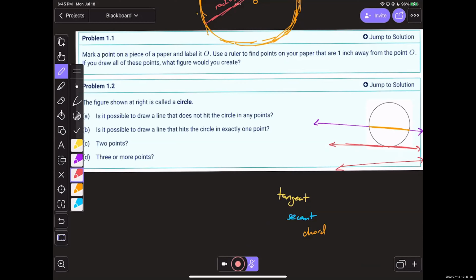And then lastly, what about 3 or more points? Is that possible? I'm not sure. Yeah, this one's not possible, right? In order to get a third point, you'd have to somehow curve back in, but at that point, it's not a line anymore. So this one's a no, right? So yes, yes, yes, no, in that order.